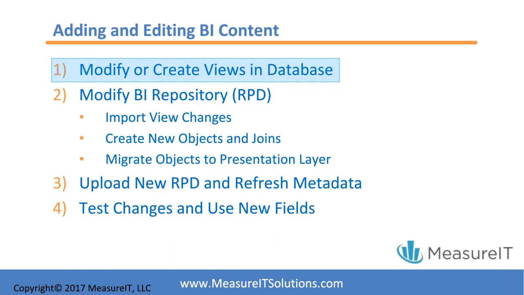There are four basic steps in the process of modifying or creating new content in Oracle BI environment. The four steps include, first, modifying or creating new database views. Second would be adding those views into your BI repository, which includes importing the view object, creating the joins, and migrating your new rows and tables to the presentation layer. The third step is uploading that new repository into your BI environment and refreshing that environment. And last, obviously, test your changes before you roll that out to new users.